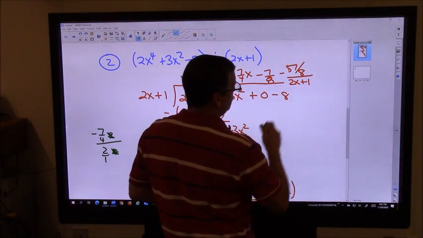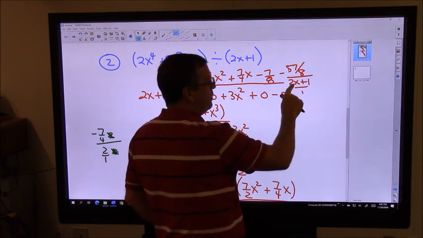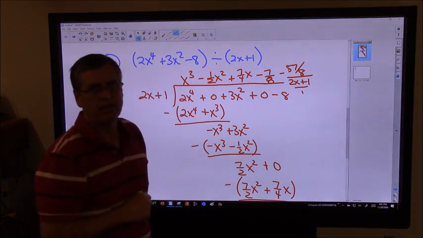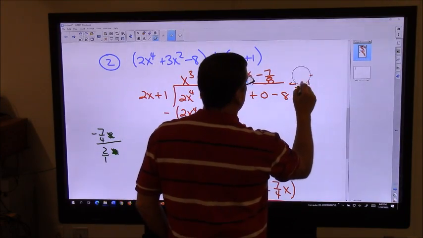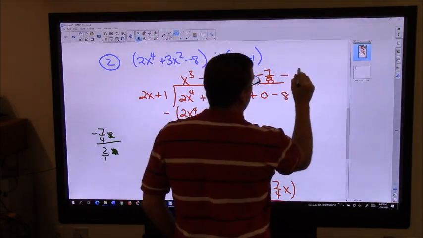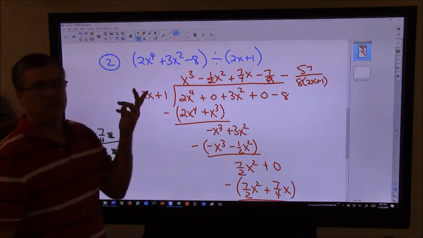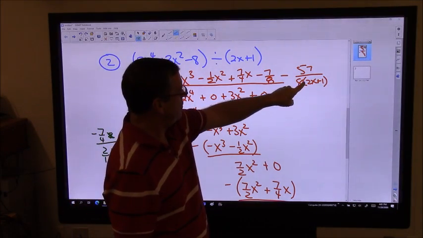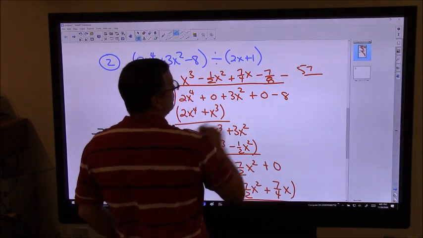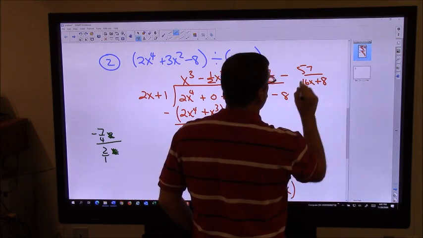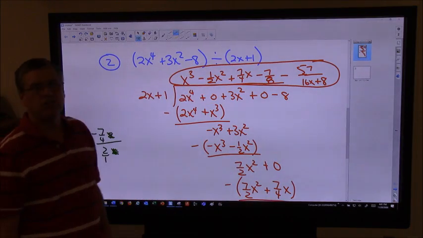Well, if you think of this as 2x plus 1 over 1, I need to flip this over and multiply. So really that 2x plus 1 just gets multiplied by the 8. So I could rewrite this as a negative 57 over 8 times 2x plus 1. Still not completely simplified. I could distribute that 8 and I could call this 16x plus 8. So if I did that, 16x plus 8. Now I've got an answer. Whew! That was an ugly one.